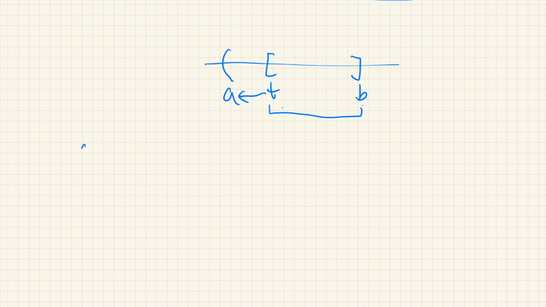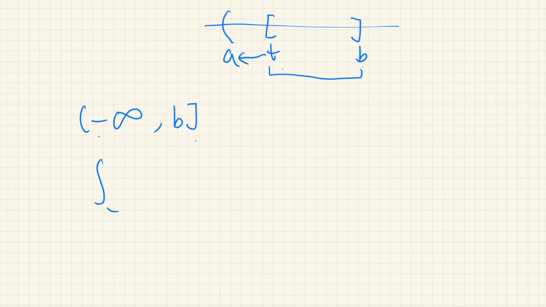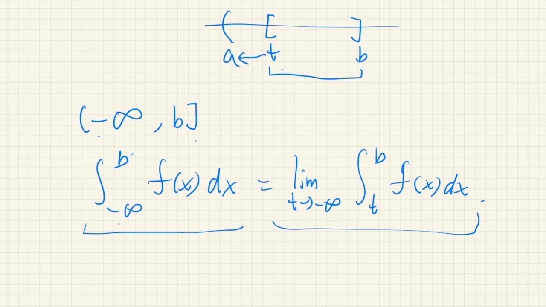And also a function defined from negative infinity to some value b. And this one is also defined to be this, from negative infinity to b of f of x dx. So this is the limit, t going to negative infinity, of the integral from t to b. Okay, so if this exists, then it's defined to be this improper integral.